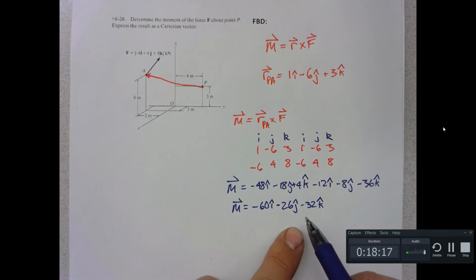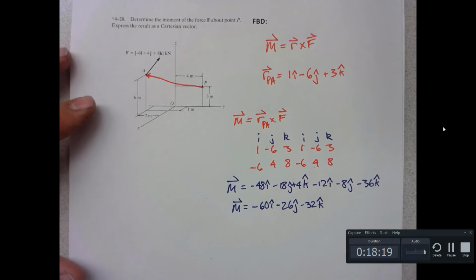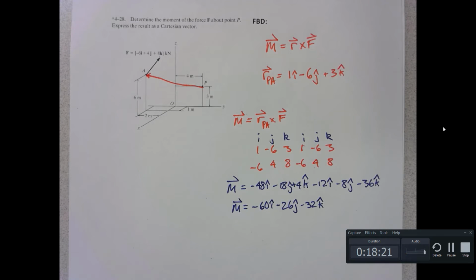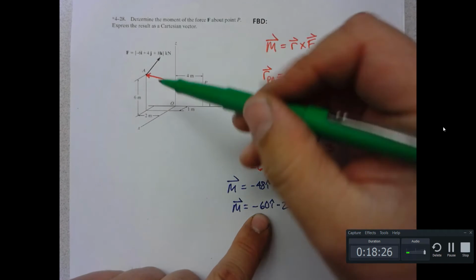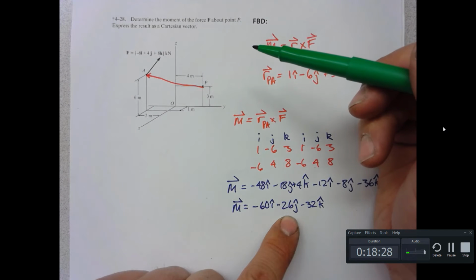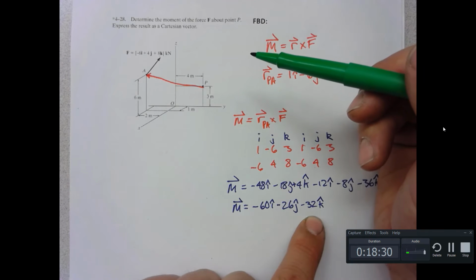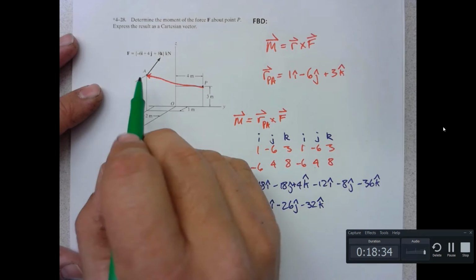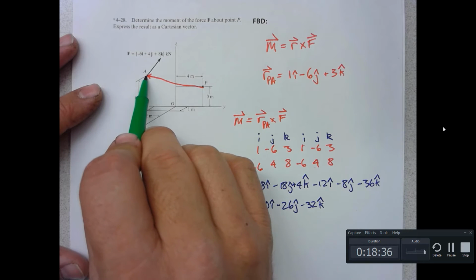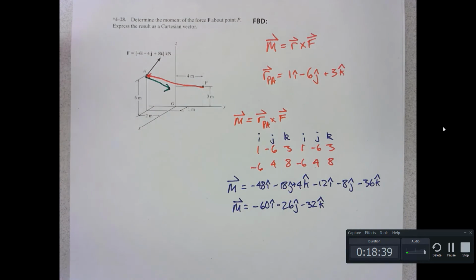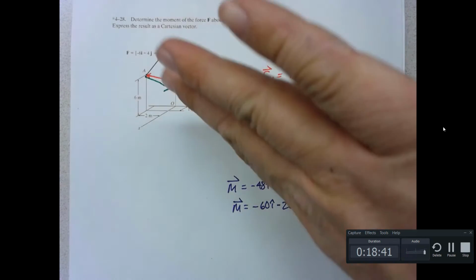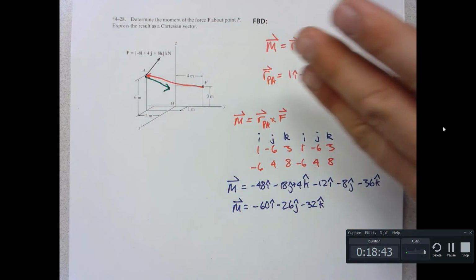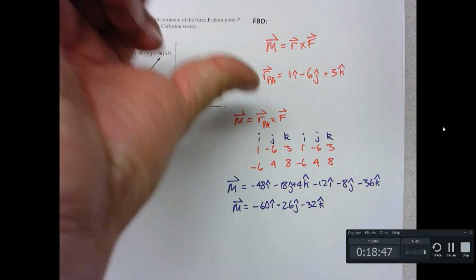So where is this? If we tried to draw this, negative 60 i is very negative in the x, negative 26 j pretty negative in the y, and negative 32 k pretty negative in the z. I'm going to say that this is someplace back in there, I guess. Again, stick my fingers in the direction of the position vector, curl in the direction of F, and I'm going to get this vector that's kind of doing that.